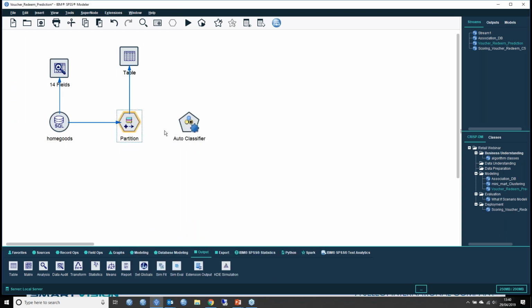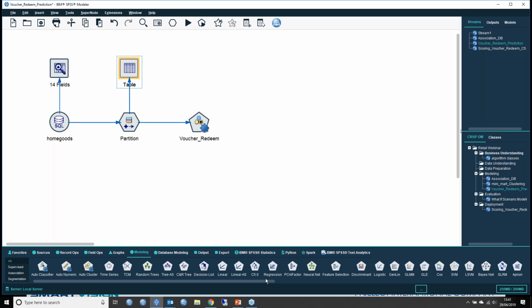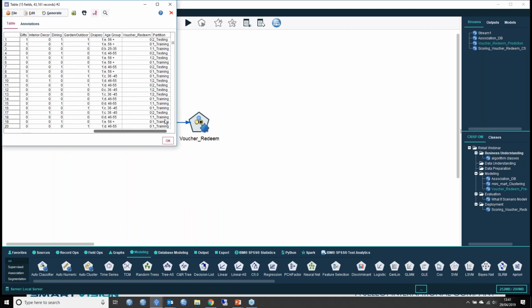And that means that when I connect up my auto classifier, which is going to make all of these algorithms effectively have a competition with one another to try and predict this outcome accurately, it's going to only expose the records that have been marked as training. So only these records will be shown to the model building algorithm, and all the ones marked as testing will not be shown. So 50% will not be shown.